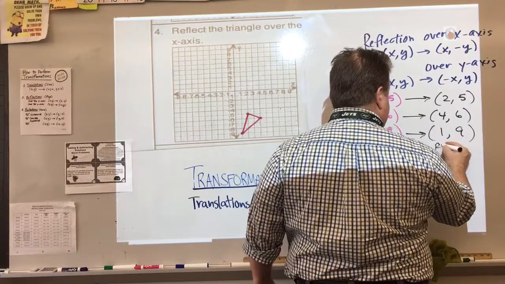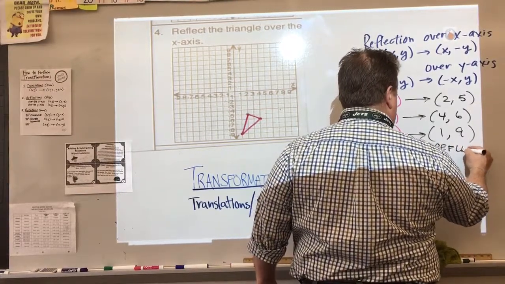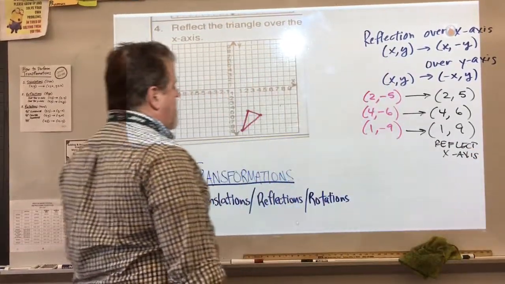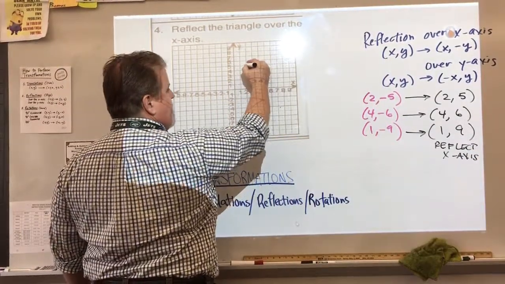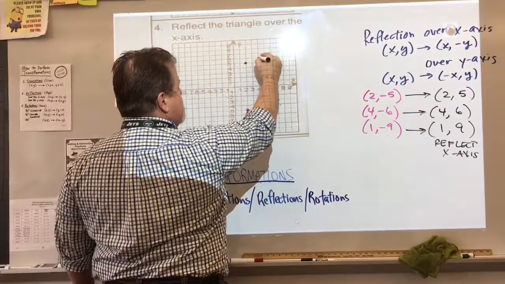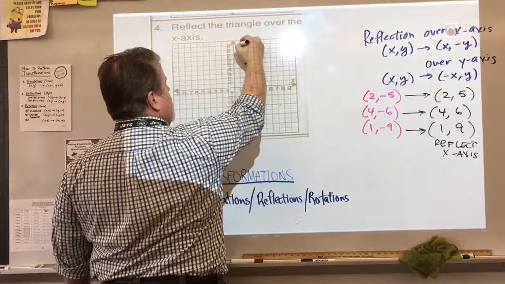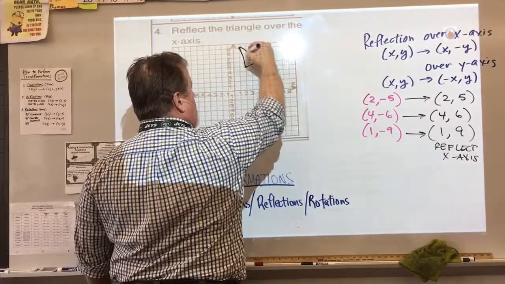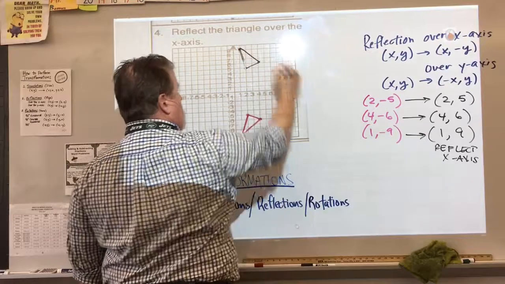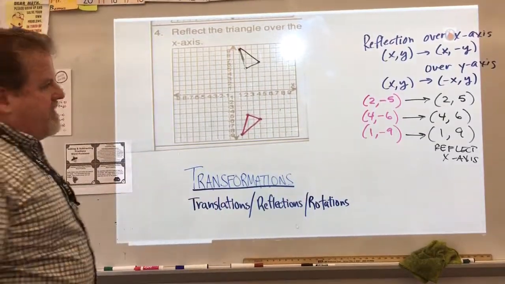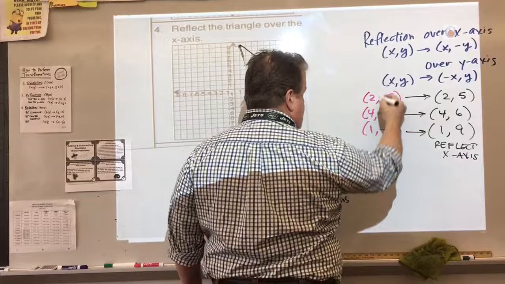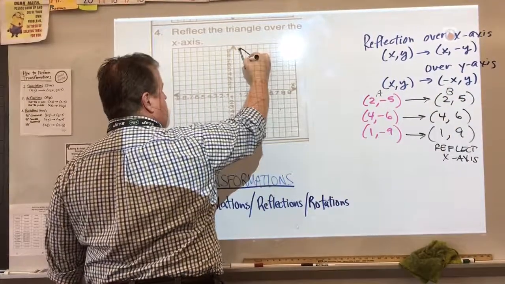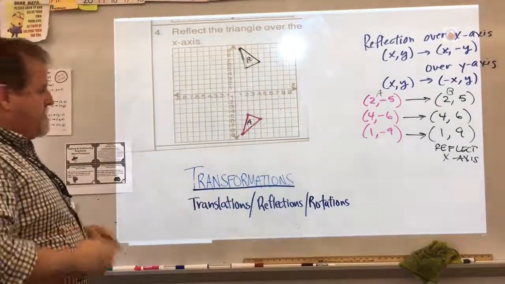And that's going to be reflected over the x-axis. So (2, positive 5), (4, positive 6), and (1, positive 9). Okay, and that's going to be our shape reflected over the x-axis. So this would be like, again, A and B. And that's how we do reflection.